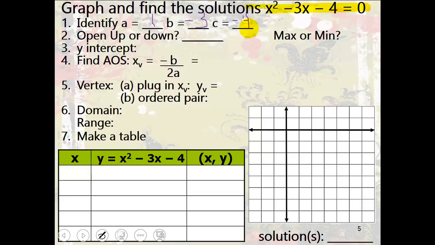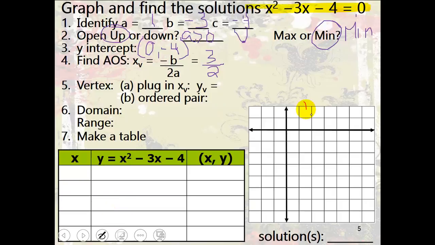Okay, so A is 1, so this is going to open up because A is greater than 0, which means that my vertex is going to have to be a minimum. That's going to help me with the range. My y-intercept is 0, c, which is (0, -4). The axis of symmetry and the x-coordinate of the vertex are both found by using the formula the opposite of b over 2a. So we have the opposite of negative 3, which is positive 3, over 2 times 1 is 2, so we get 3 halves. So I'm going to go ahead and put that on my graph now.